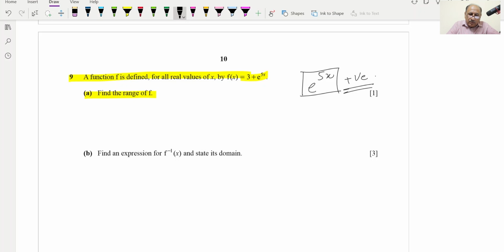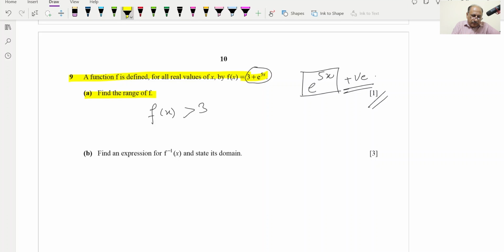So 3 plus some positive value will always be greater than 3. So f of x is greater than 3. Even if we take x equal to 0, we will get e raised to 0, which is 1, so 3 plus 1 will be 4. If we have even a negative value, we will still get a result greater than 3. f of x will always be greater than 3. This is the 1 mark part.